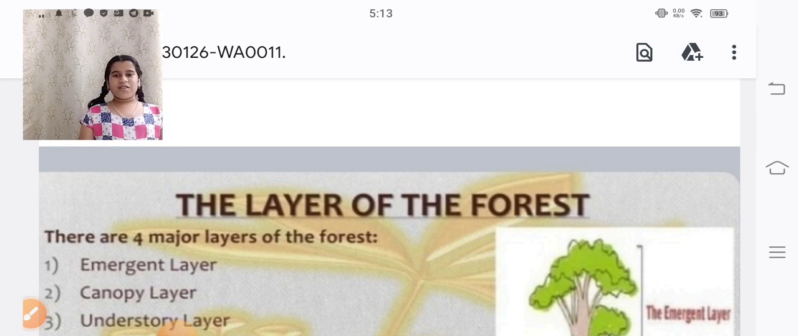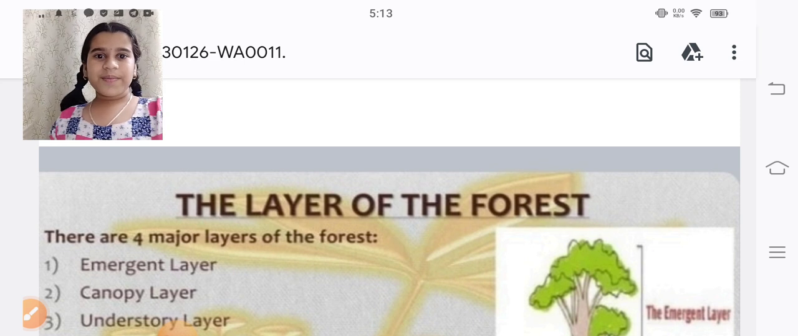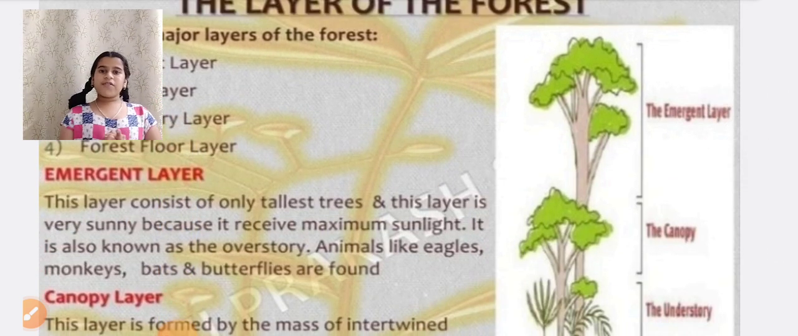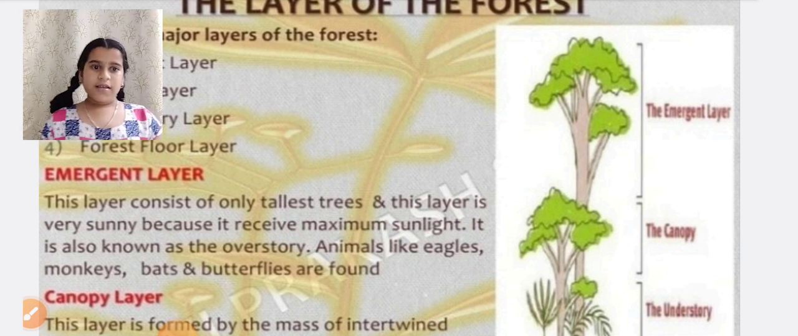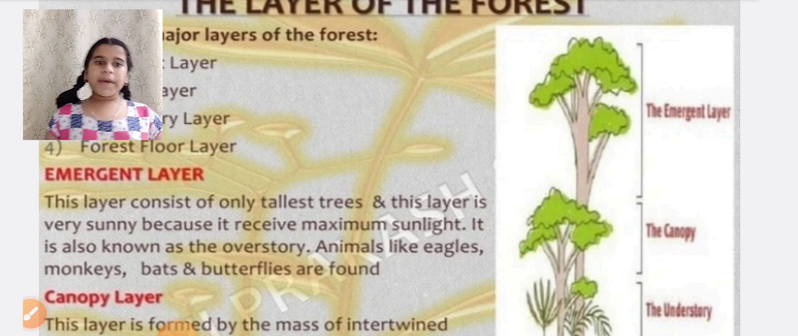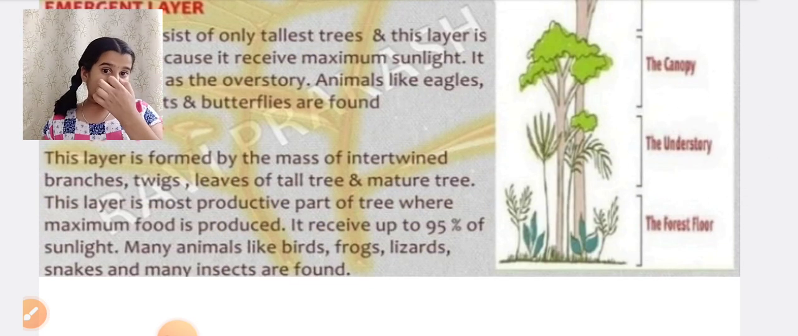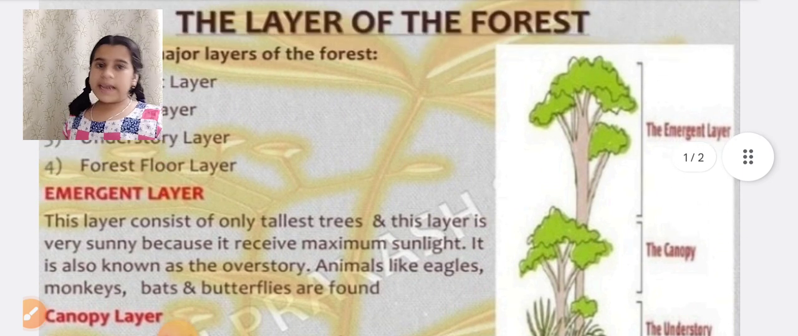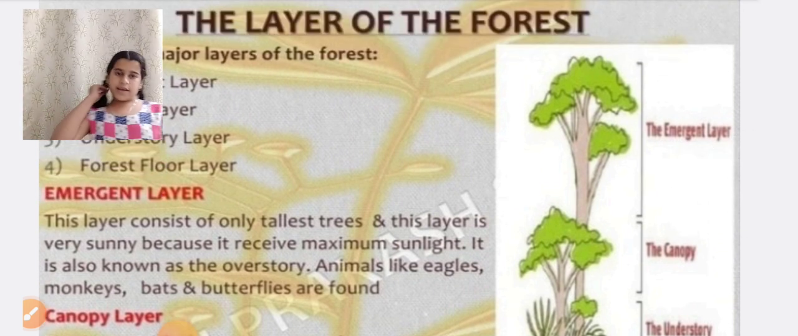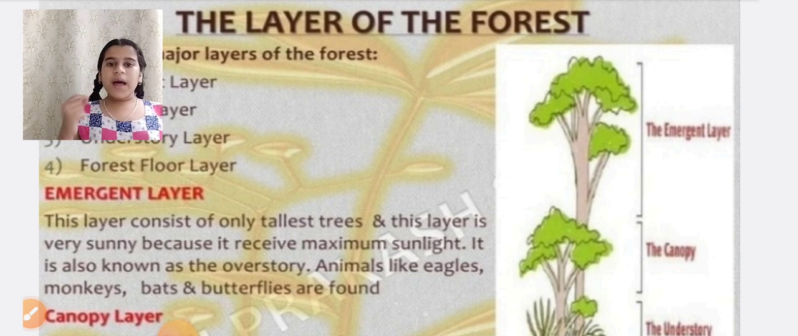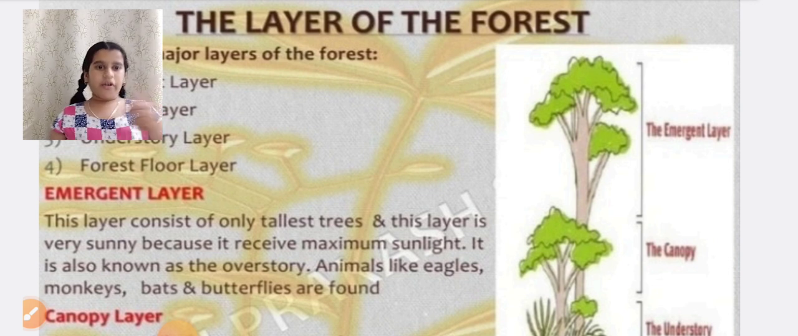The layers of forest. There are 4 main layers of forest. Let's look at it. The first layer of the forest is the emergent layer, the second layer is the canopy, the third layer is the understory, and the fourth one is the forest floor layer. I'll explain each layer in detail, and here we have a diagram also for our better understanding. First we'll go through the emergent layer, the first layer of the forest.